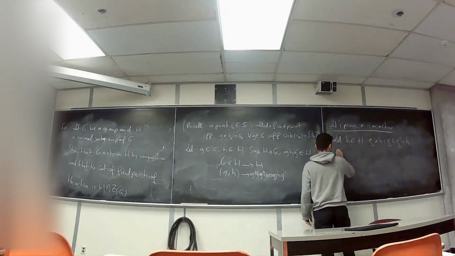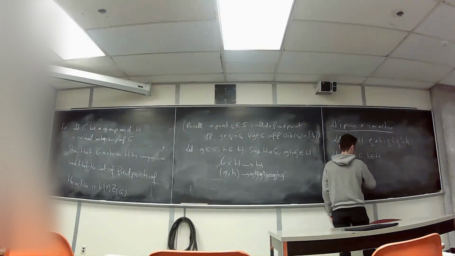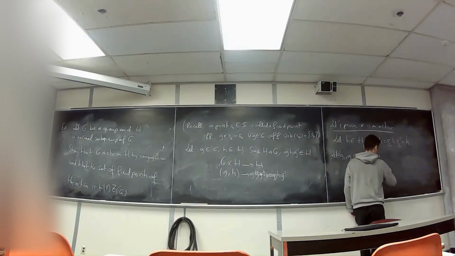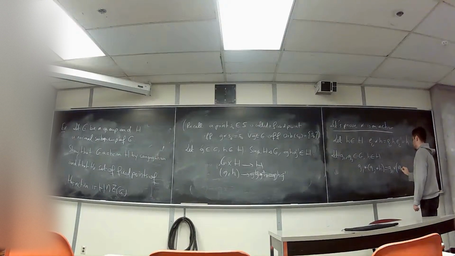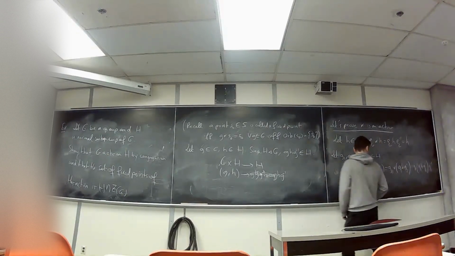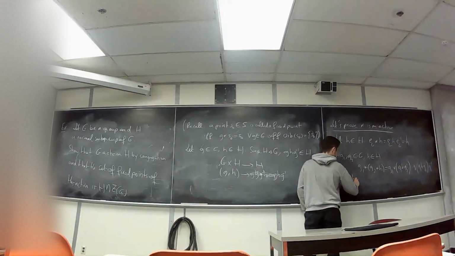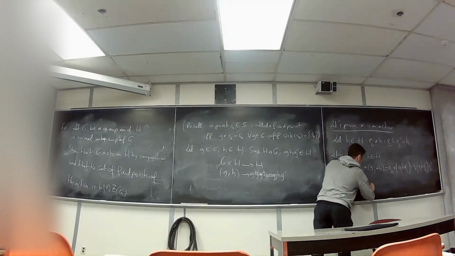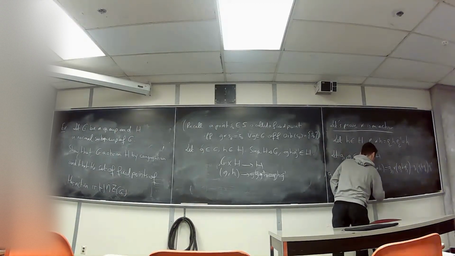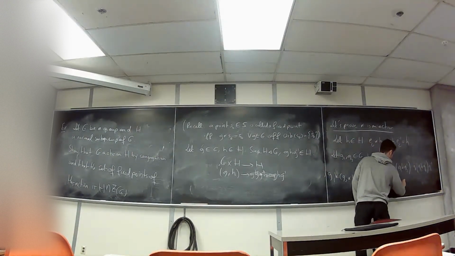Now let g1, g2 be in G, and h be in H. What is g1 star (g2 star h)? This is g1 star (g2 h g2 inverse), which is just g1 g2 h g2 inverse g1 inverse. What is that? Let me rewrite this here. I can just write this down this way: (g1 g2) h (g1 g2) inverse. So what is that? This is just (g1 g2) star h.